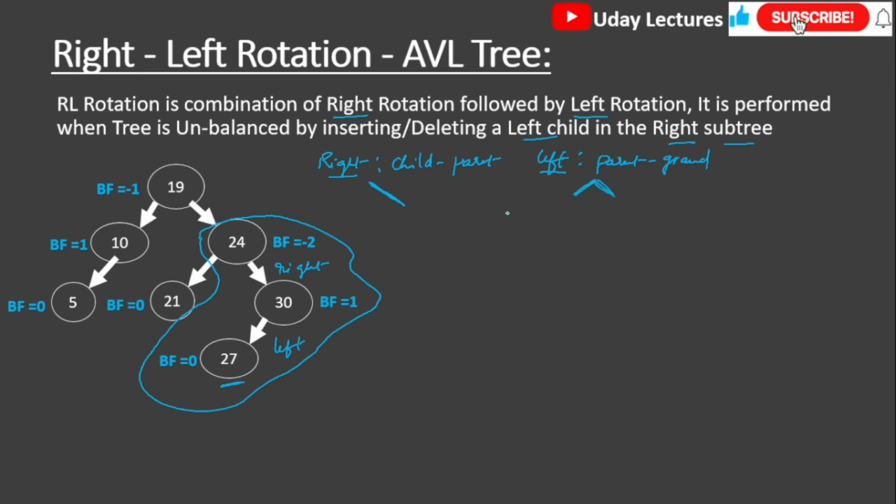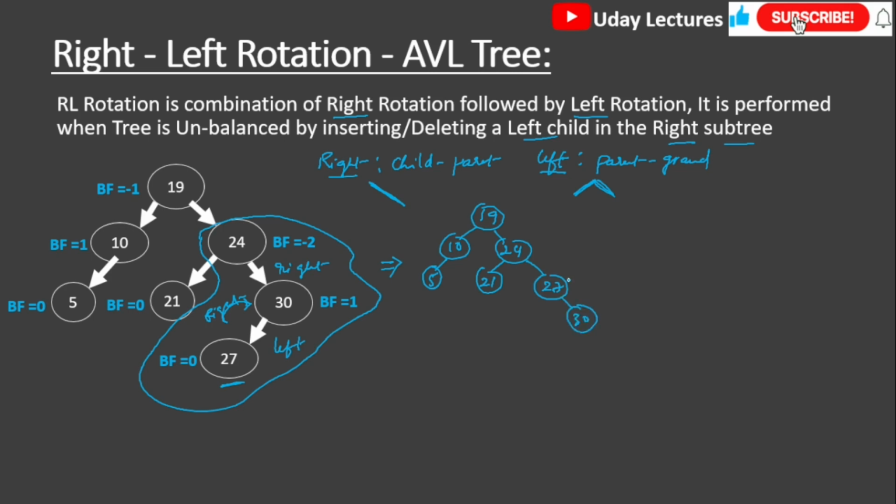Now we will perform the rotations. First we have to perform a right rotation between these nodes. We are trying to push 30 to the right side, and that is why we call this right rotation. Let us write the updated tree. 24 will stay as it is because we are not performing any rotation for that. 21 also stays as it is, but now 30 is pushed to the right side, so 27 will become the new parent and 30 will become the child node.